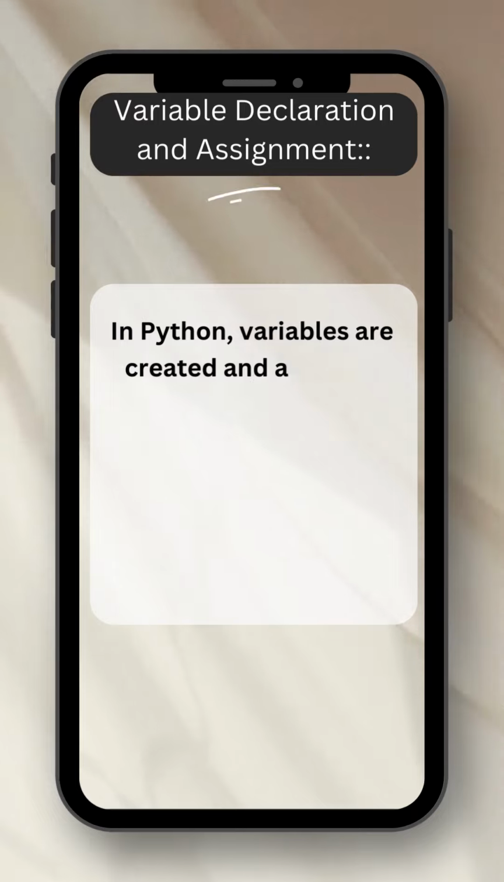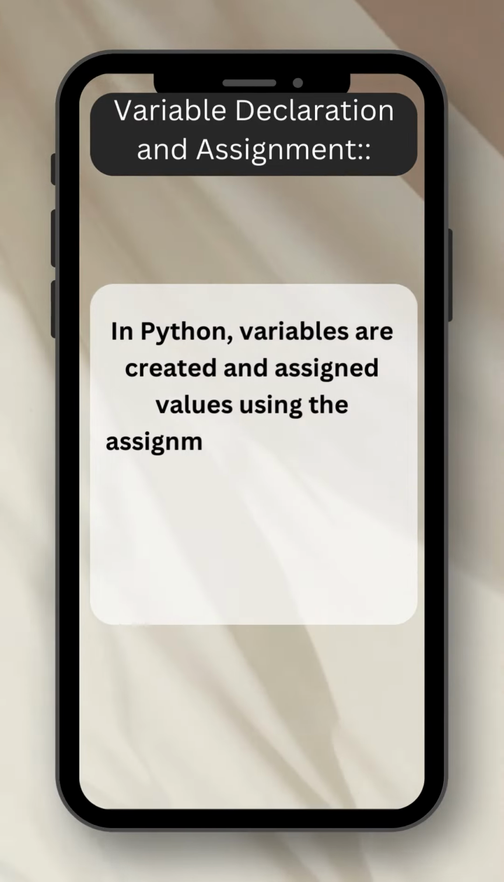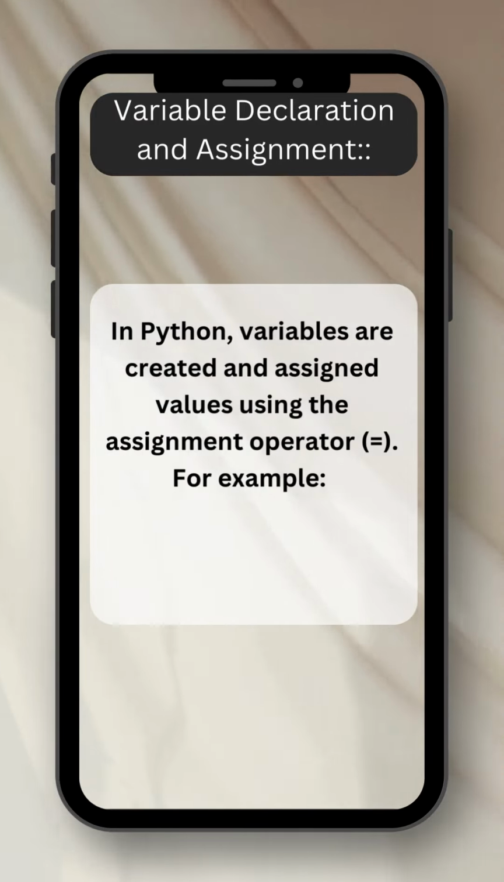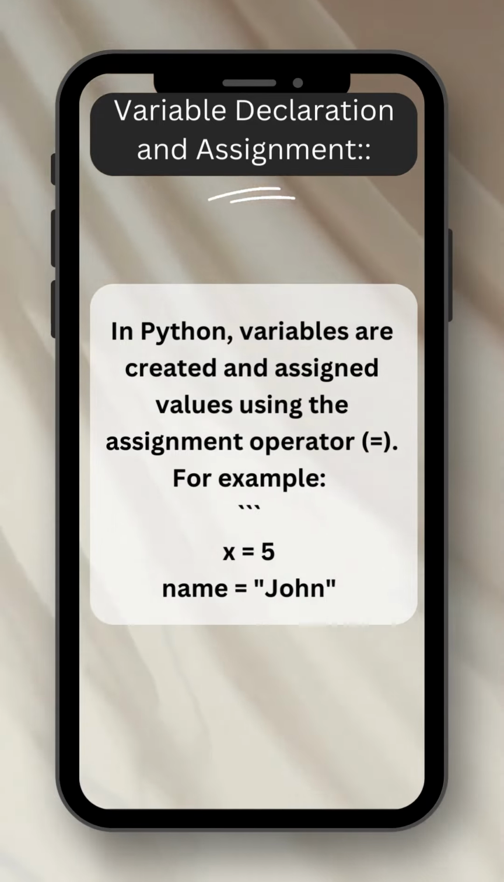Variable declaration and assignment. In Python, variables are created and assigned values using the assignment operator equals. For example, x equals 5, name equals John.